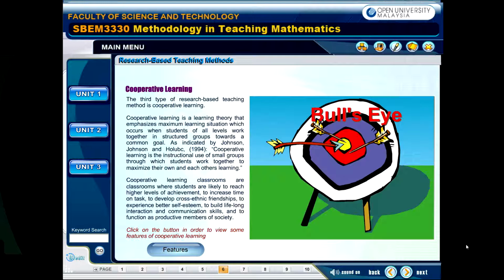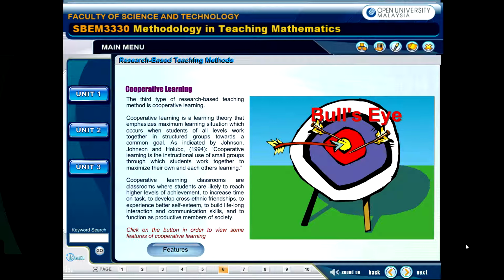The third type of research-based teaching method is cooperative learning. Cooperative learning is a learning theory that emphasizes maximum learning situation which occurs when students of all levels work together in structured groups towards a common goal. As indicated by Johnson and Holub, 1994, cooperative learning is the instructional use of small groups through which students work together to maximize their own and each other's learning.